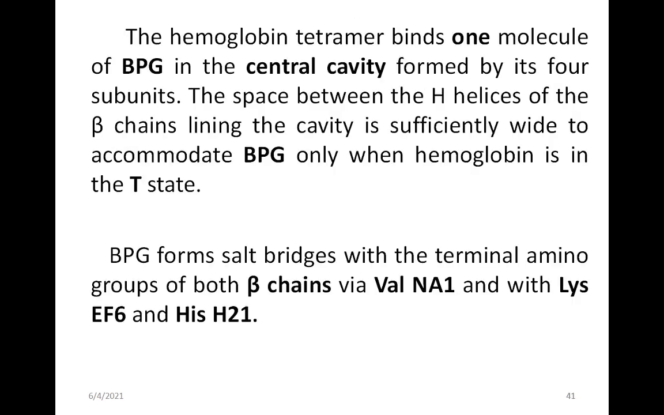The hemoglobin tetramer binds one molecule of BPG, 2,3-bisphosphoglycerate. Not 1,3, 2,3-bisphosphoglycerate. The hemoglobin tetramer binds one molecule of 2,3-bisphosphoglycerate, not 4 molecules, only one molecule. The whole hemoglobin tetramer, meaning 4 polypeptide chains all together, binds only one molecule of 2,3-bisphosphoglycerate in the central cavity formed by its 4 subunits.